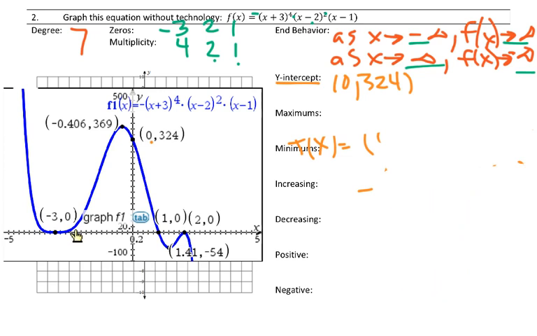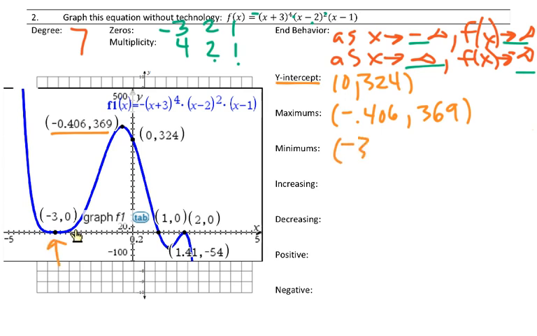Desmos helps out with the y-intercept. Our graphing calculators, it's a lot harder. The way I was able to get it to show up is that I went in the menu, went to trace and saw what it was and then put a label there. Okay, so a little bit more difficult. All right, now maximums and minimums. Now we only have one maximum, so it's right here. So at negative 0.406, comma 369. Okay, minimums, I have two of them. One of them is actually a 0, so negative 3, 0. And the other one is down here, and it's 1.41, negative 54. Okay, so there's those.